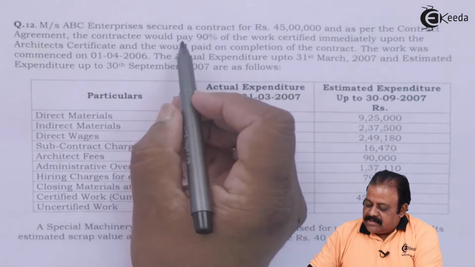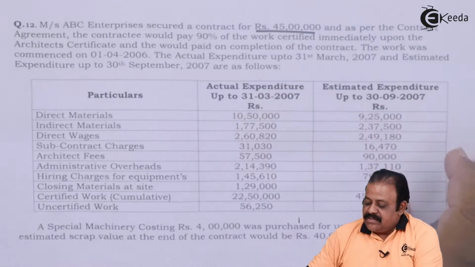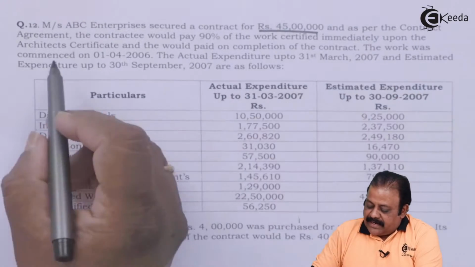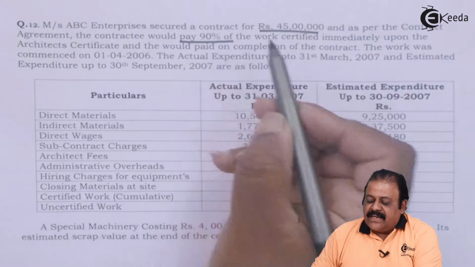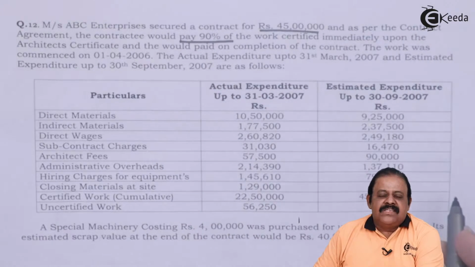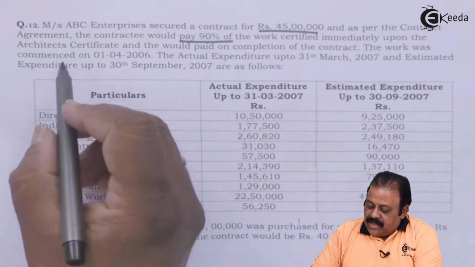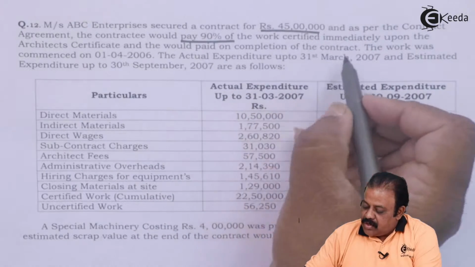ABC Enterprises secured a contract for rupees 45 lakhs. This is the contract price, 45 lakhs, and as per the contract agreement, the contractor would pay 90% of the work certified. That means your retention amount is 10% of work certified, paid immediately upon the architect certificate and the retention would be paid on completion of the contract.